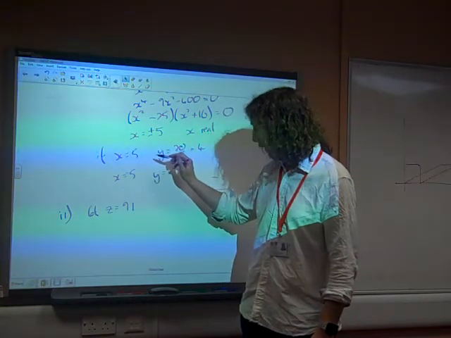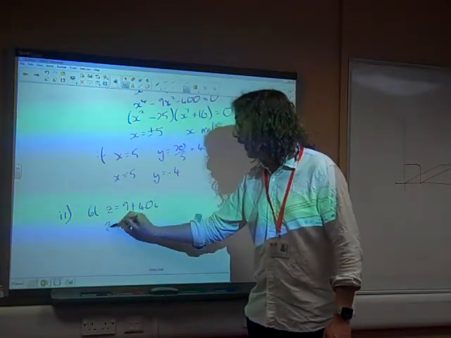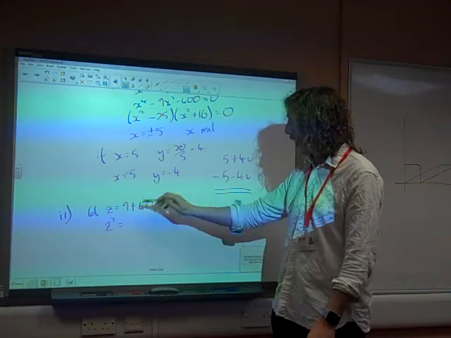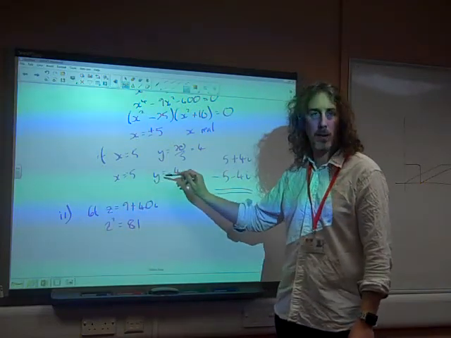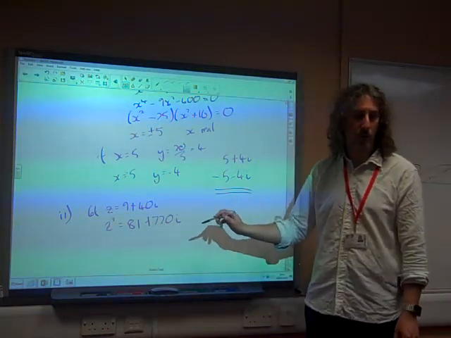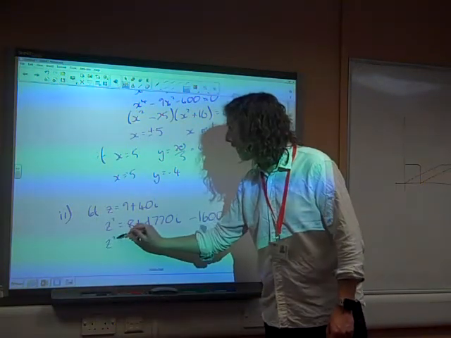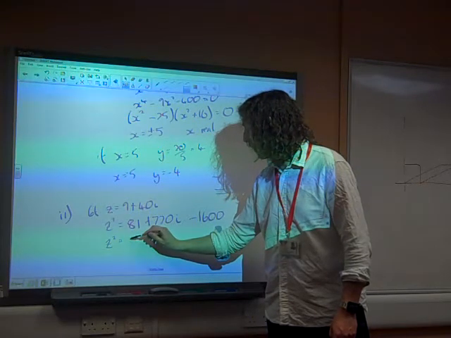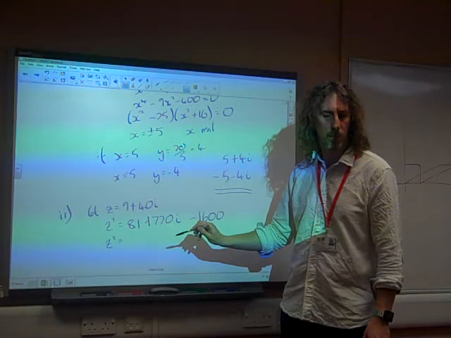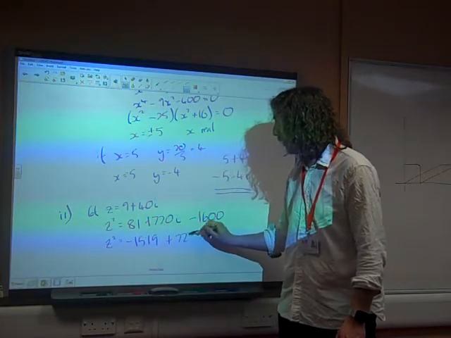So the board's just decided to reset. Then we need to work out z squared. In order to do anything with this, z squared would be 9 times 9, that's 81. 9 times 40 is 360, so that's plus 720i, plus 40 squared times i squared, so that's minus 1600. So z squared is minus 1519 plus 720i.